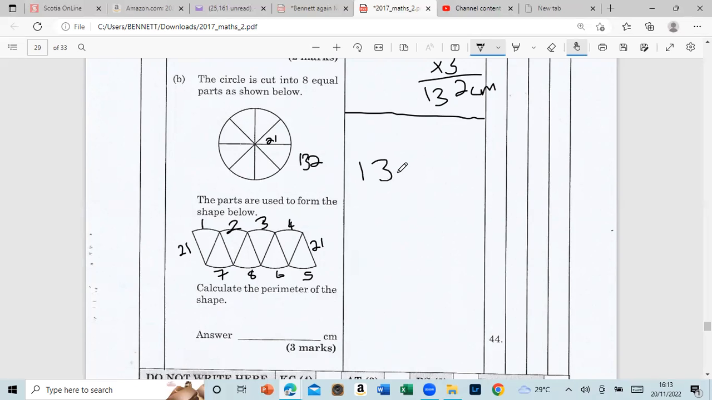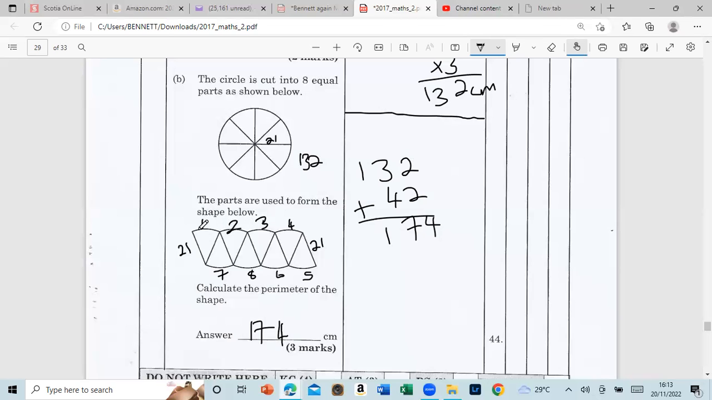Very nice question. And then this side and this side are going to give us 42. So the perimeter or the total distance around would be 132 plus 42, so it's 174. Because we already know the perimeter was 132, so we don't need to do that over.